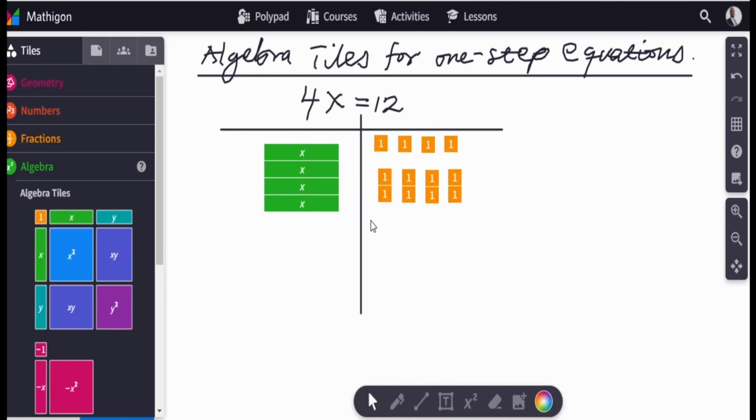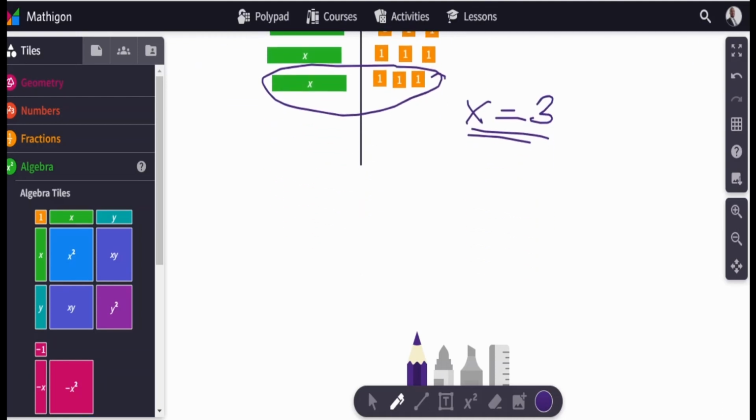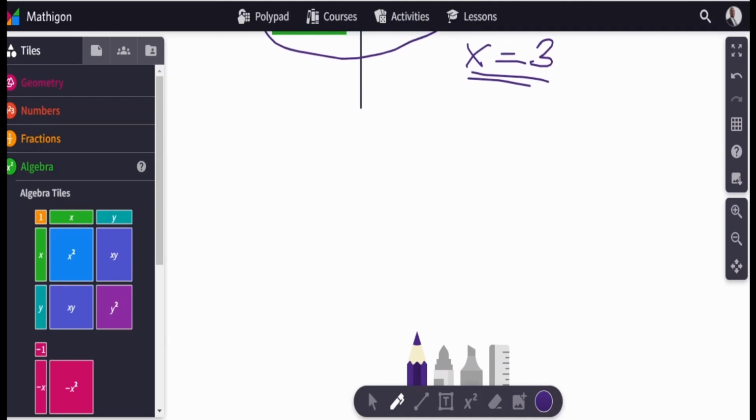Right, so we have the model of 4x being equal to 12. Our main aim of solving this equation is to get the value of x. So let's separate the 4x into single x's and divide the unit tiles among the x. Right, so by dividing them, each x has 3 units. So we say that therefore x equals 3. And we can try this for any one-step equation, but then I will try another one for a multi-step equation.